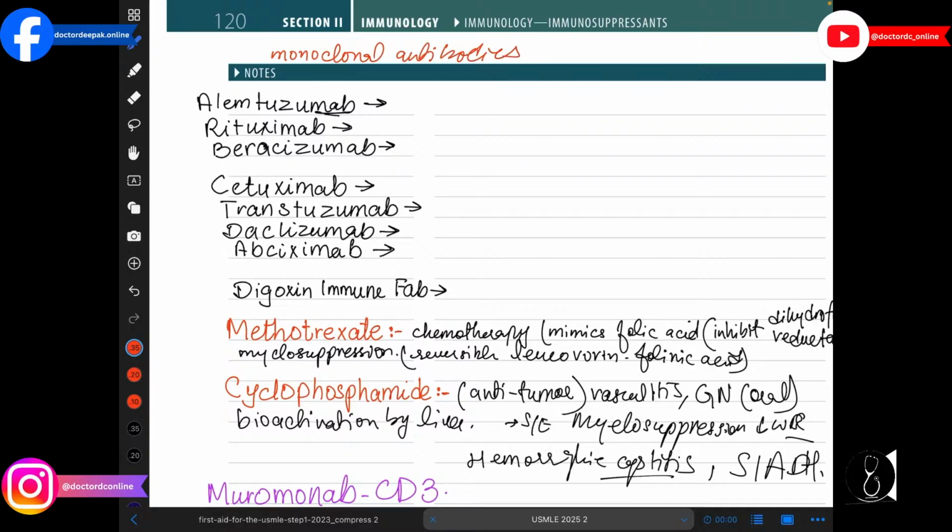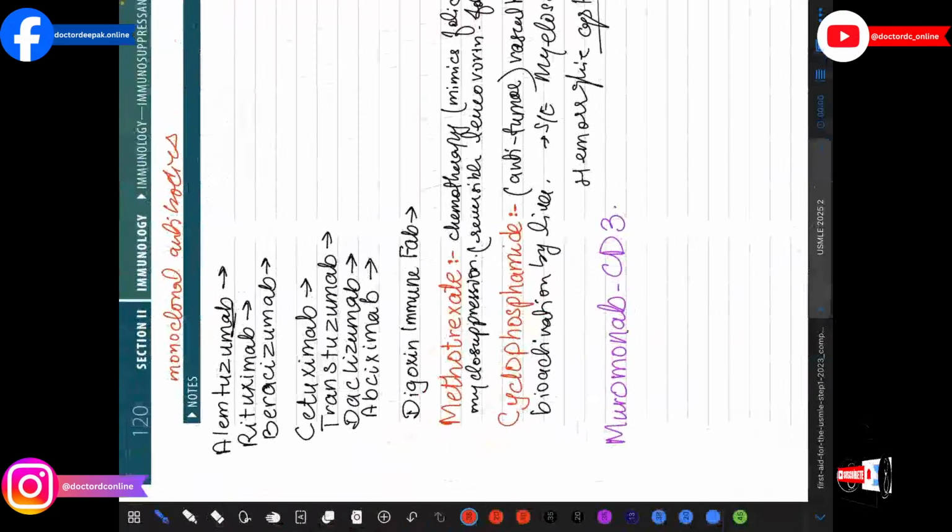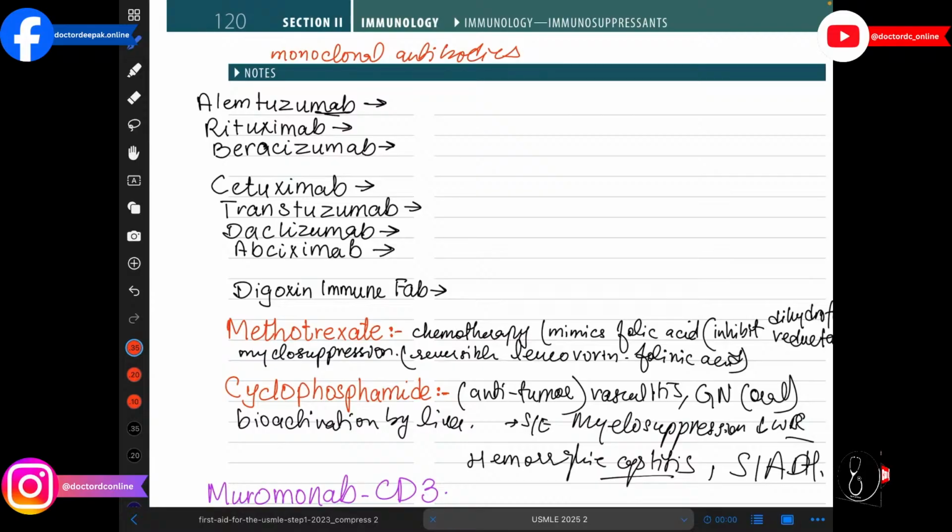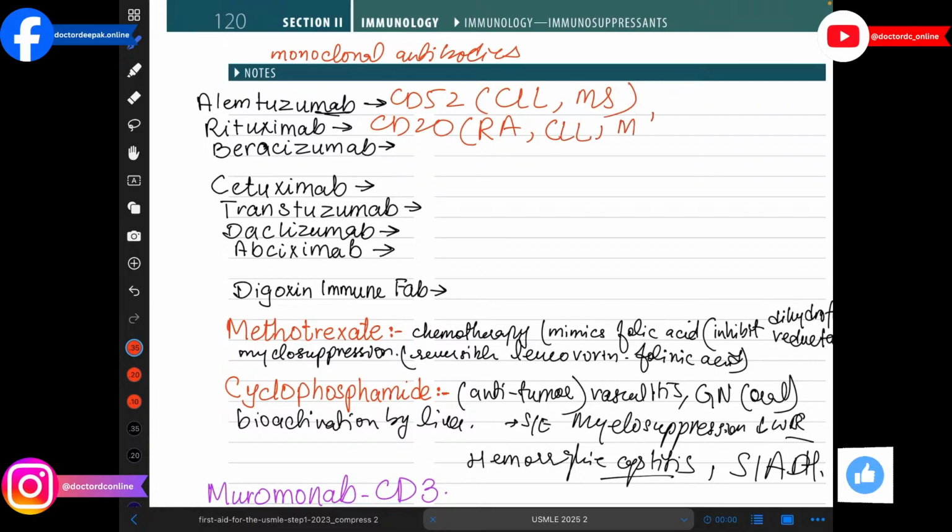First, we are having the alemtuzumab. The alemtuzumab is basically going to block CD52, and it is going to be used for chronic lymphocytic leukemia and multiple sclerosis. We are having the Rituximab that is going to block CD20, and it is used for rheumatoid arthritis and chronic lymphocytic leukemia, multiple sclerosis, and lymphoma.